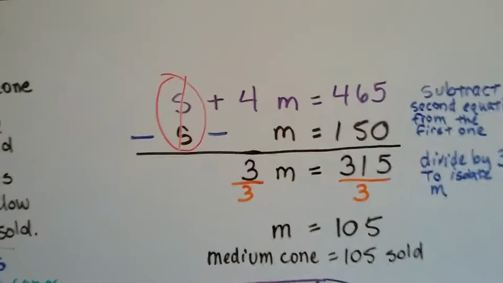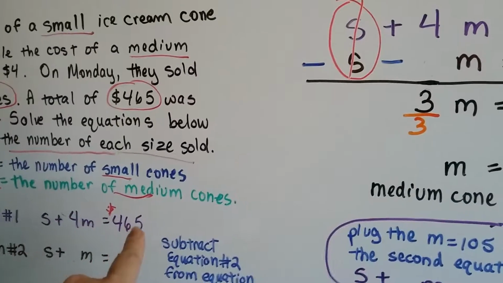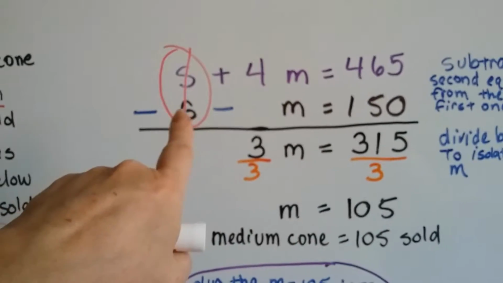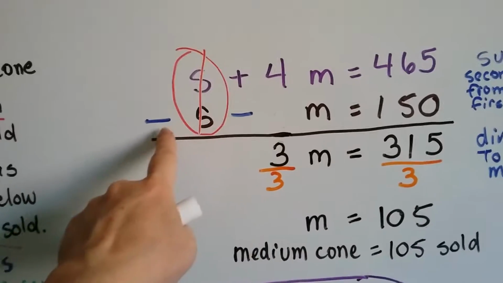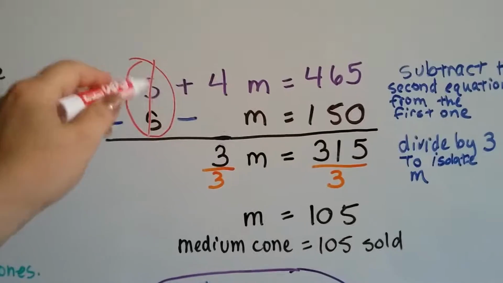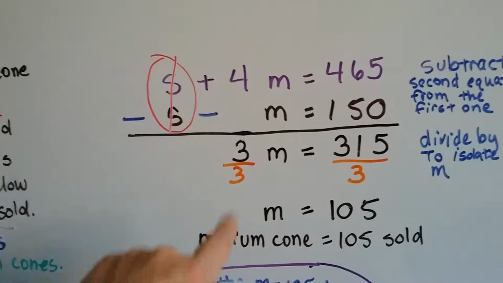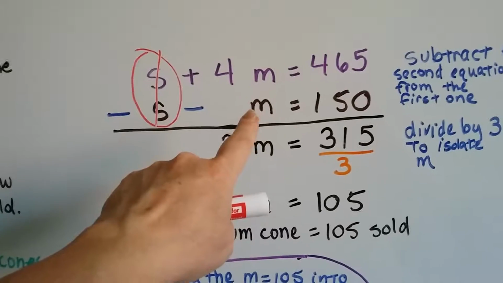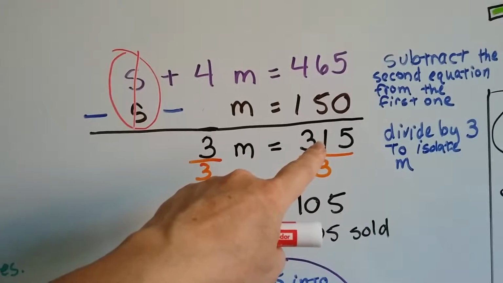All right, so what we've got is S plus 4M equals 465. We're going to take away the S plus M equals 150. So this becomes a negative, and this becomes a negative because we're going to subtract. When you have a positive S and take away a negative S, they cancel each other out, and we throw them away. If you have 4 M's and you take one of them away, you've got 3 M's left. And 465 minus 150 is 315.